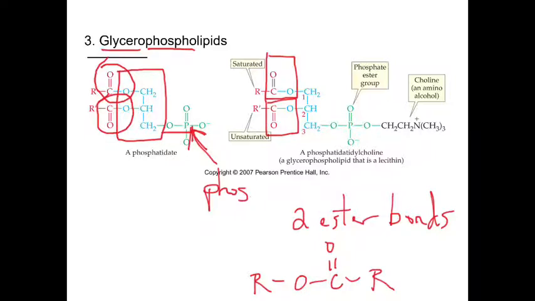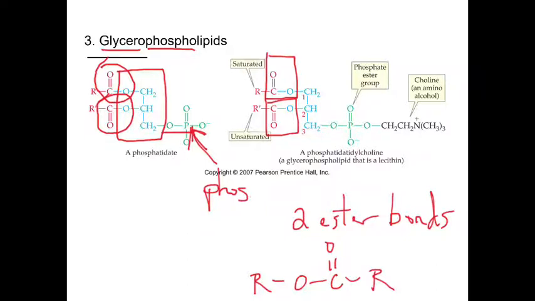So these are the things I want you to be able to do when you evaluate structures: find these little components and then recognize which one we're staring at. These glycerophospholipids are important in membranes. So these are membrane lipids.